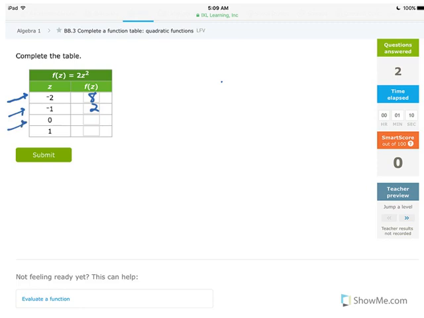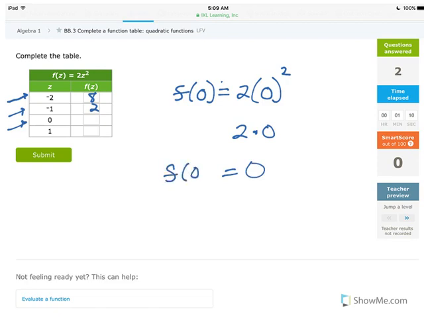Now the next one is 0. So f of 0 is 2 times 0 squared. 0 squared is 0 times 0, which is 0. And then 2 times 0 is 0. So f of 0, an input of 0, gets you an output of 0. So we have an ordered pair 0, 0.